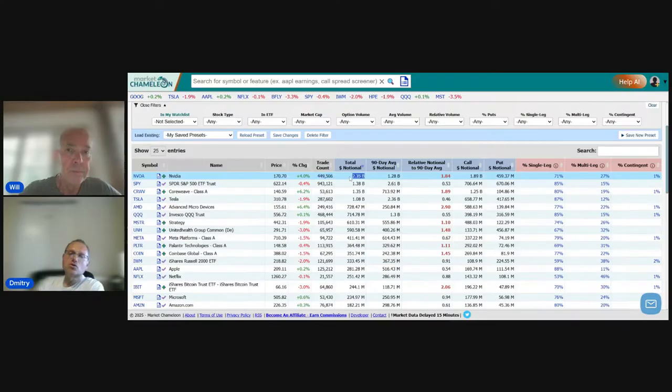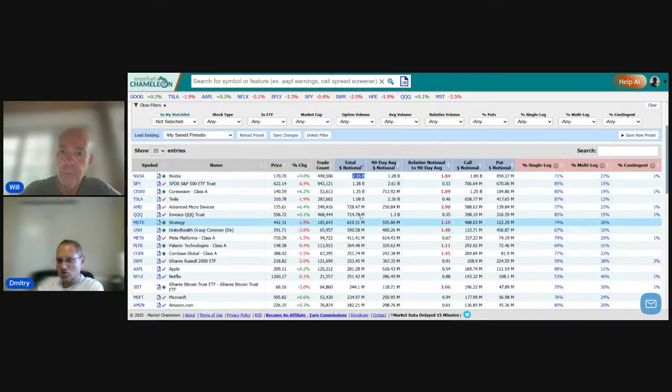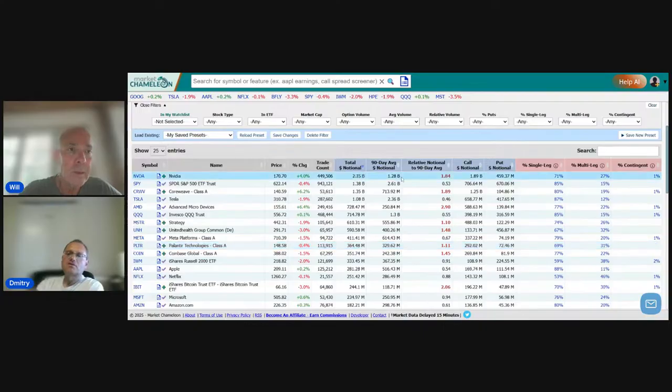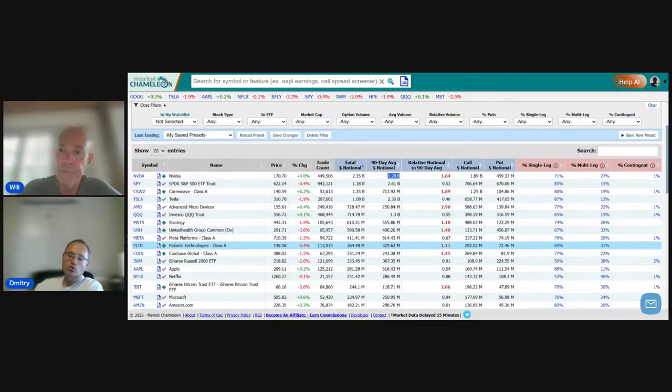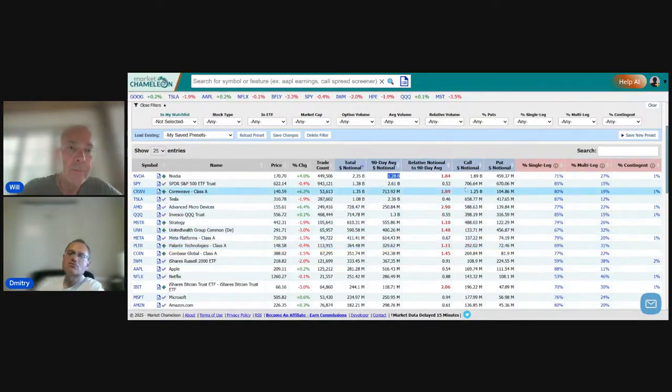This is the total value of all the options that traded, so 2.35 billion in NVIDIA. This is the 90-day average daily volume. So if we took 90 trading days and divided the total by 90, that's the average daily volume. And this gives us the relative.